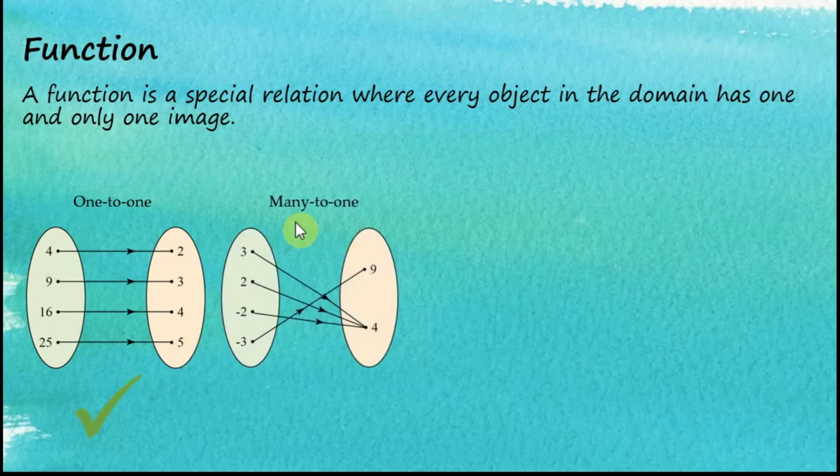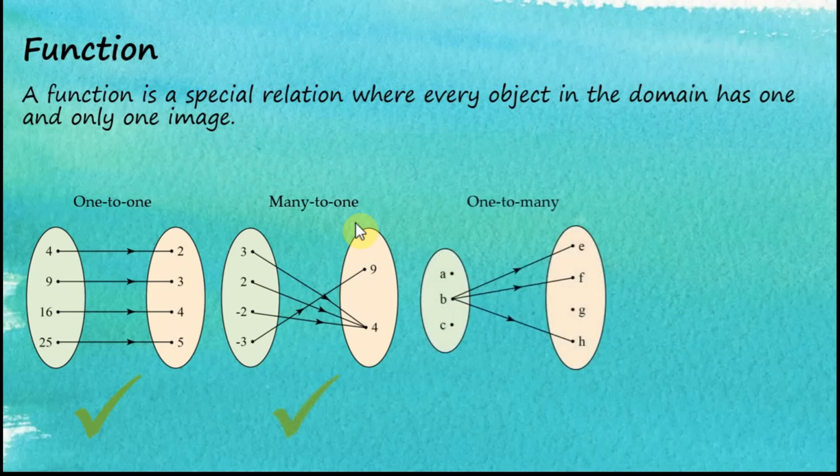How about this one? Many-to-one. Now we can see that all the objects have only one image. Even though a few of them share the same image, it still fulfills the requirements because every object has one and only one image. And therefore, a many-to-one relation is also a function.